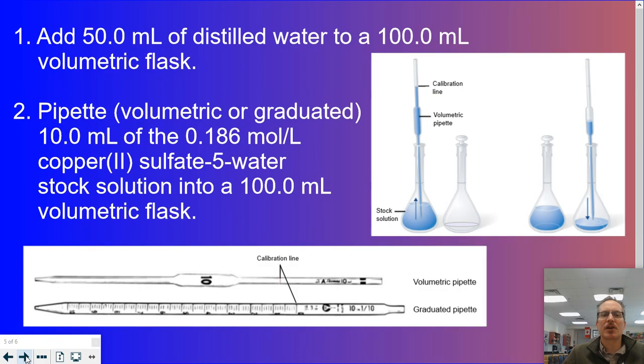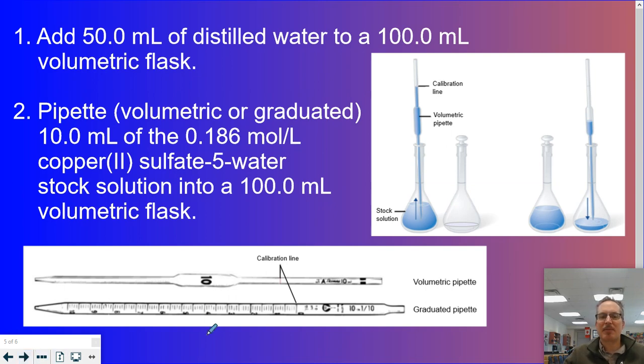For right now, I'm just going to go through the steps on paper. So step number 1, since we are making 100 mils of the solution, we are going to add 50 mils of distilled water to a 100 milliliter volumetric flask. We always add approximately half the amount of the final volume in water first. Then what we're going to do is take a pipette.